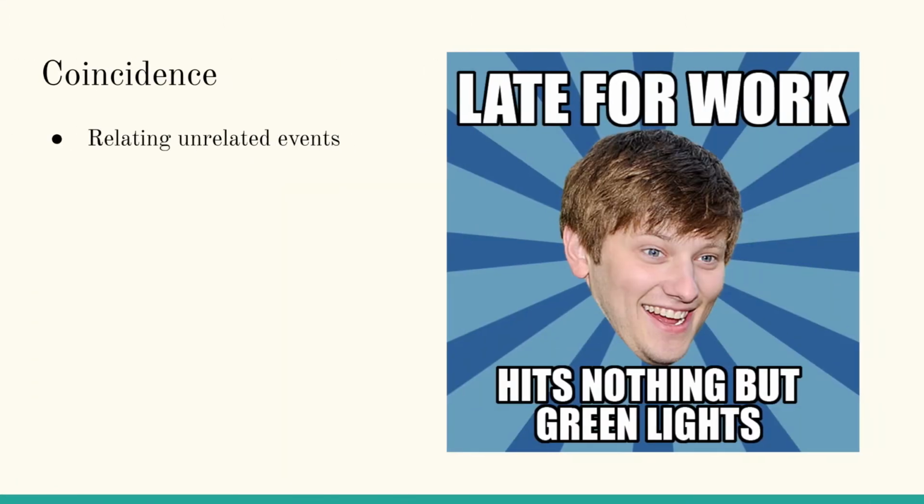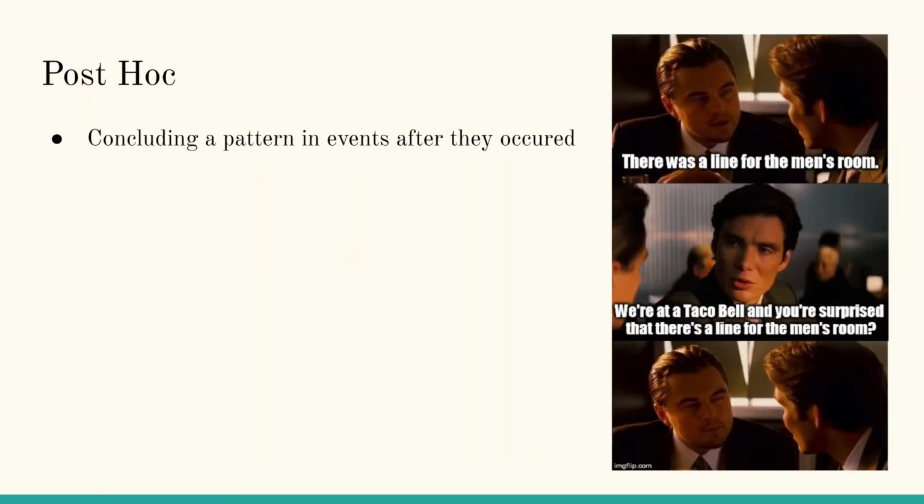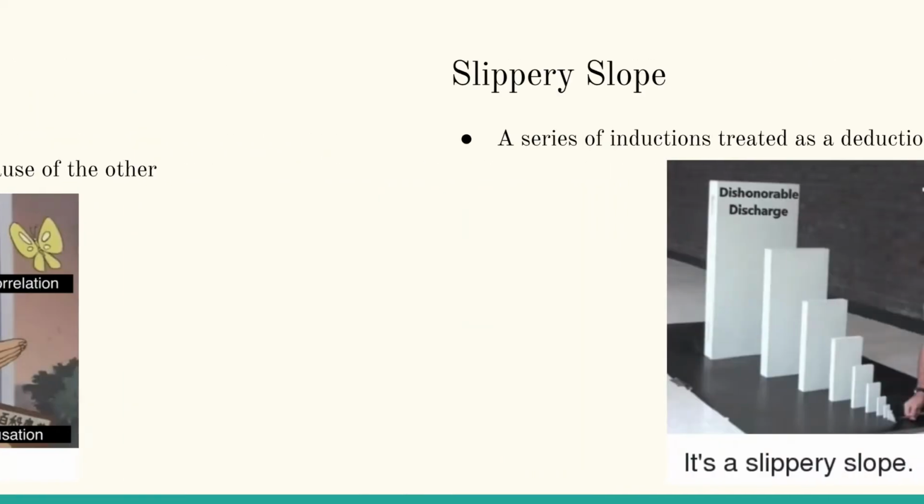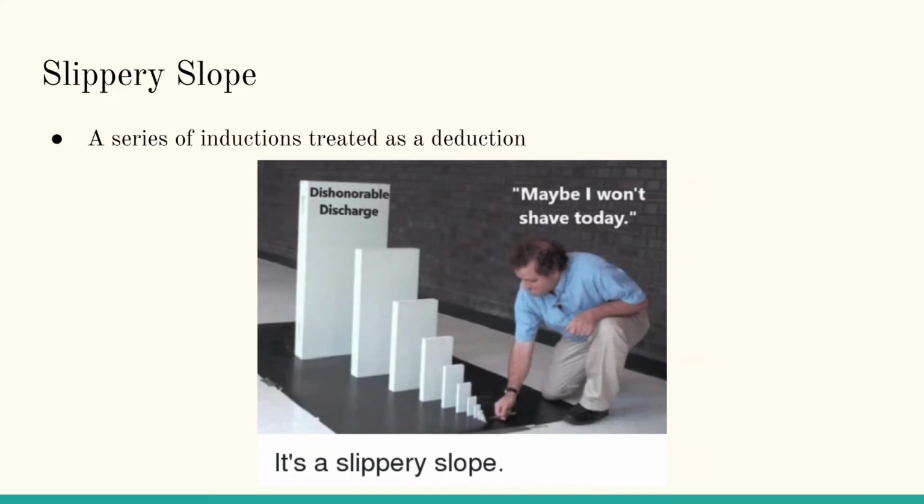Relating two unrelated events which happen at the same time is called coincidence. Post hoc is an observation of a pattern made after the fact. When the cause of an event is misattributed to different events with the same cause, we have succumbed to the fallacy of a common cause. When an inductive argument is treated as a deductive argument, this is the fallacy of a slippery slope.